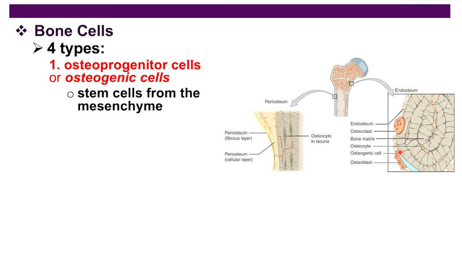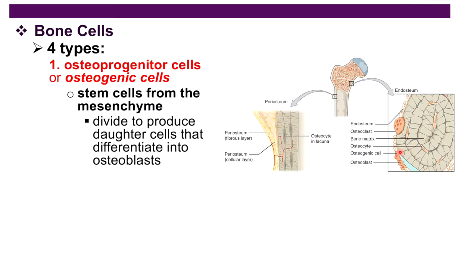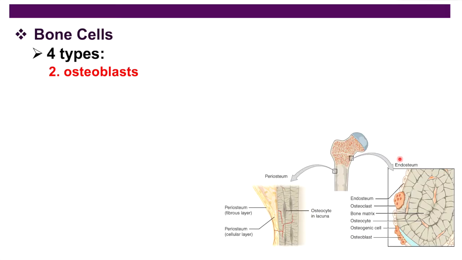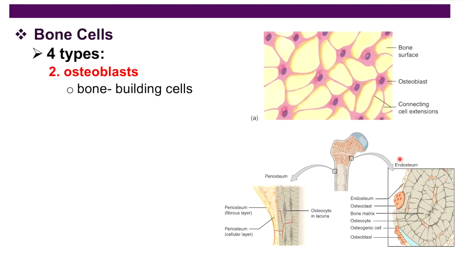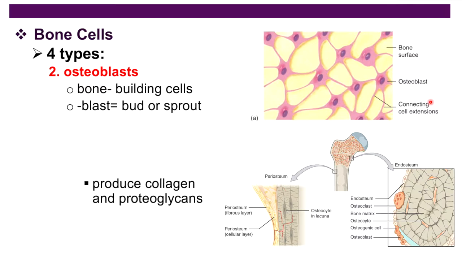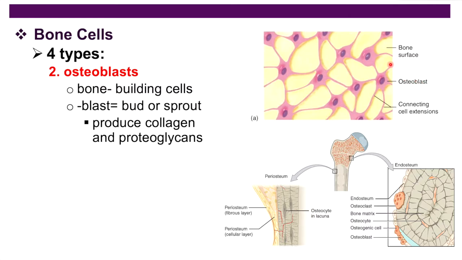Of the four types of bone cells, osteoprogenitors are the only cells to undergo cell division. As this cell division occurs, the resulting cells develop into osteoblasts. The osteoblasts are the bone-building cells. Remember that the suffix blast means bud or sprout. These cells are responsible for synthesizing and secreting collagen fibers and other organic components which are needed to build the extracellular matrix of bone tissues.